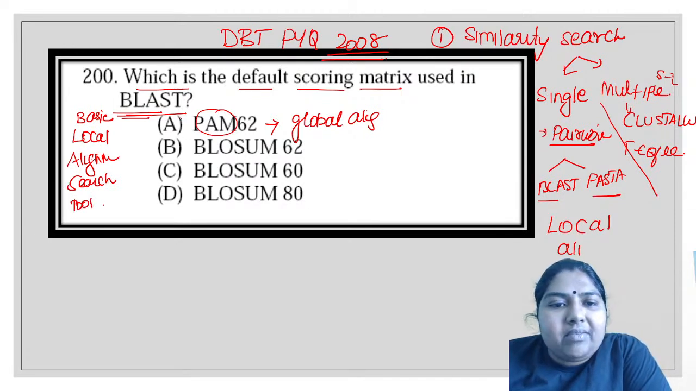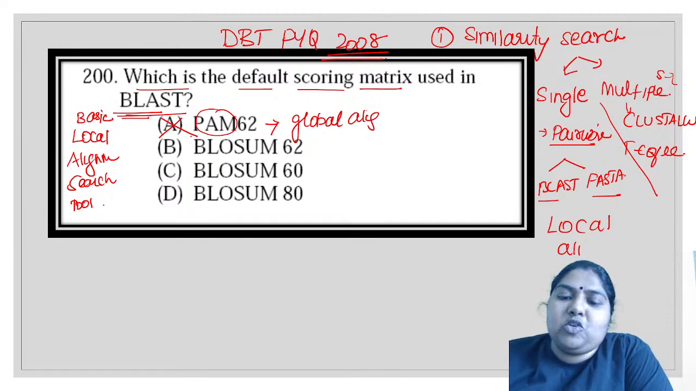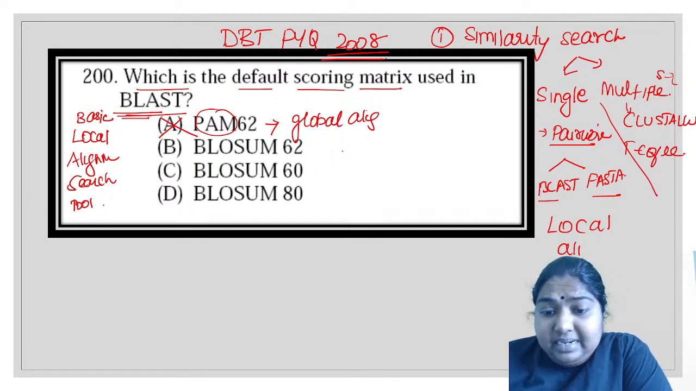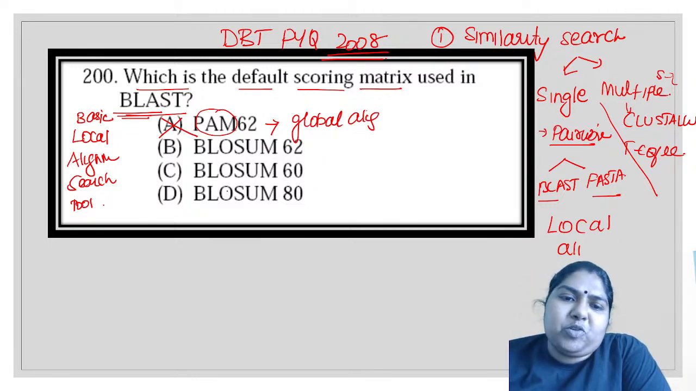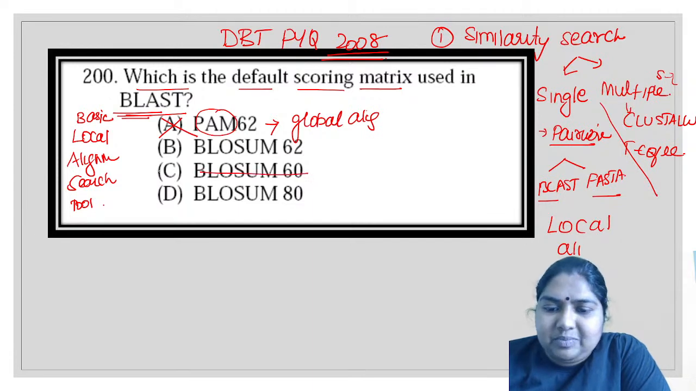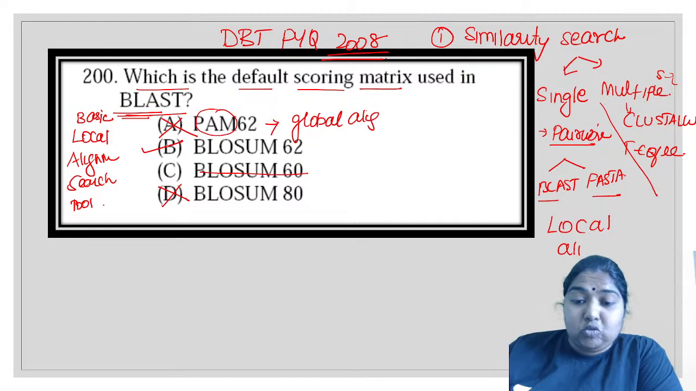So definitely I will eliminate PAM. PAM is not at all meant for local alignment. It is global. I cannot pick it for BLAST. Eliminated. Among the given other options, there is no matrix called BLOSUM 60. Gone. So either 62 or 80. Among the two, which can come? Only BLOSUM 62 can come.